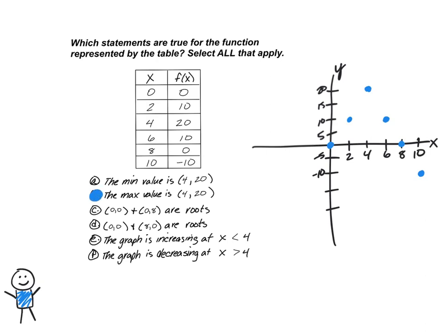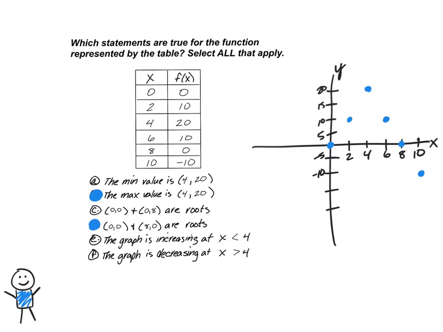All right, let's move on to the next part. It says (0, 0) and (0, 8) are roots. Well, (0, 0) is a root, but (0, 8) is not a root. Let's look at choice D, (0, 0) and (8, 0). Those are solutions or x-intercepts, also defined as roots. So choice D is a correct answer.